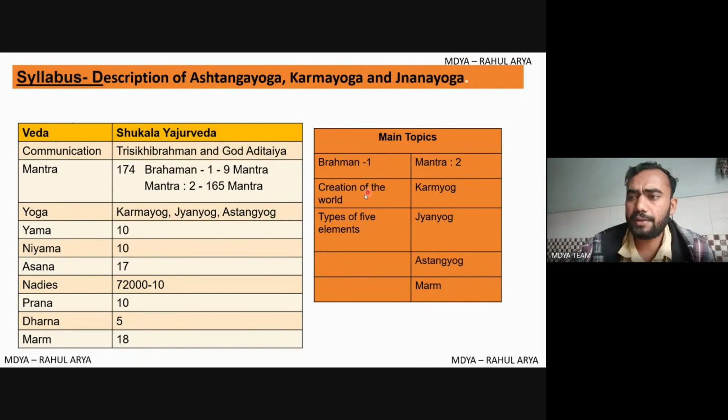In Brahman one, the creation of the world is there, and the types of 5 elements. It's also very important, as in the Siddha Siddhanta Paddhati, he explains the elements in great depth. In Brahman 2, or Mantra 2, the Karma Yoga, Jnana Yoga, Ashtanga Yoga, and the Marma points are explained.